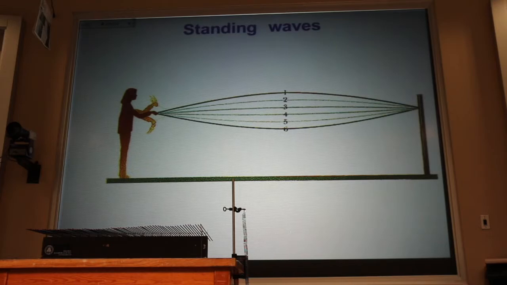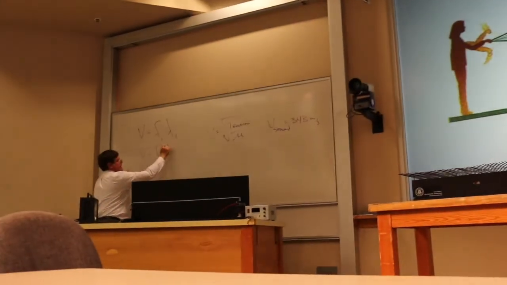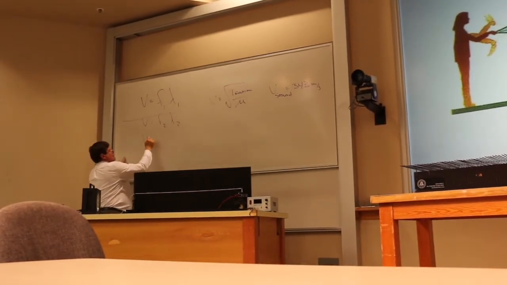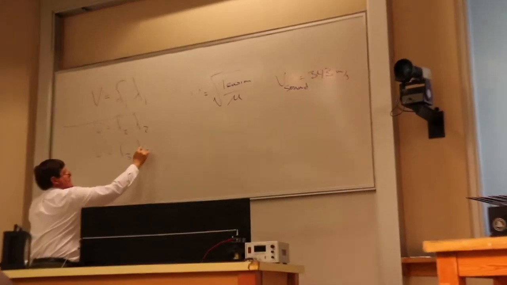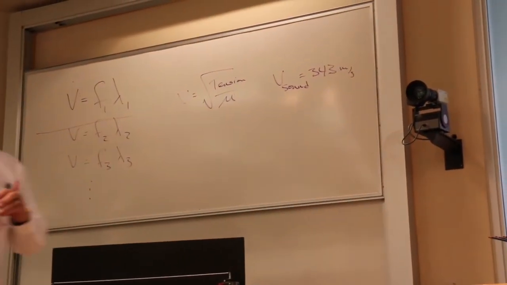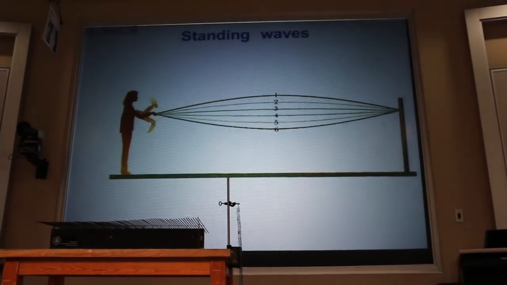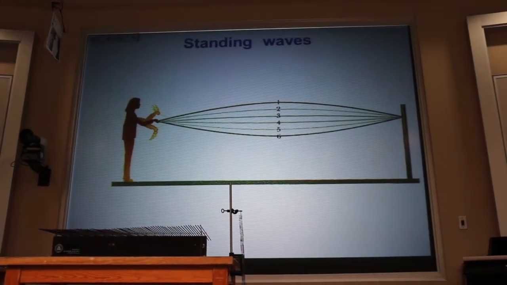And it turns out that not only is this equation valid for standing waves, it's valid for every harmonic of the standing wave. So this is valid for the first harmonic, this is valid for the second harmonic, valid for the third harmonic, and so forth. Okay? So let's see if we can find those wavelengths. And once we have the wavelengths, we can use that formula to find the frequency.